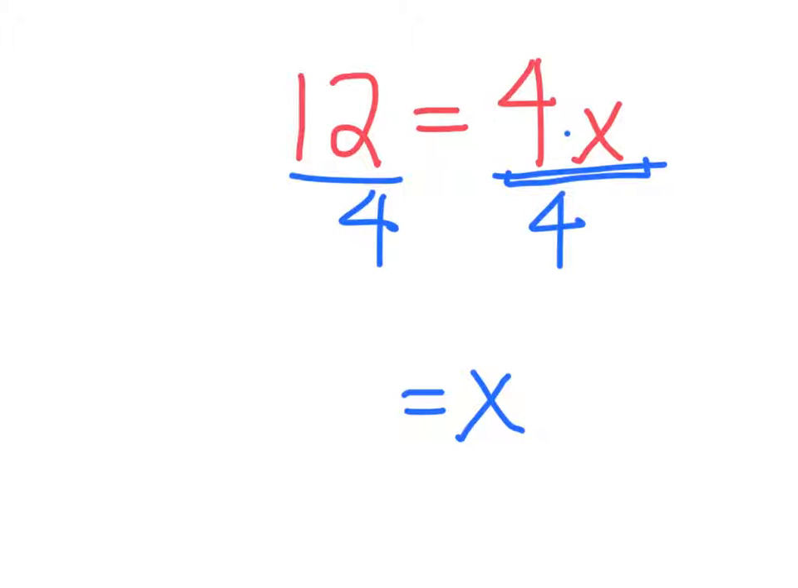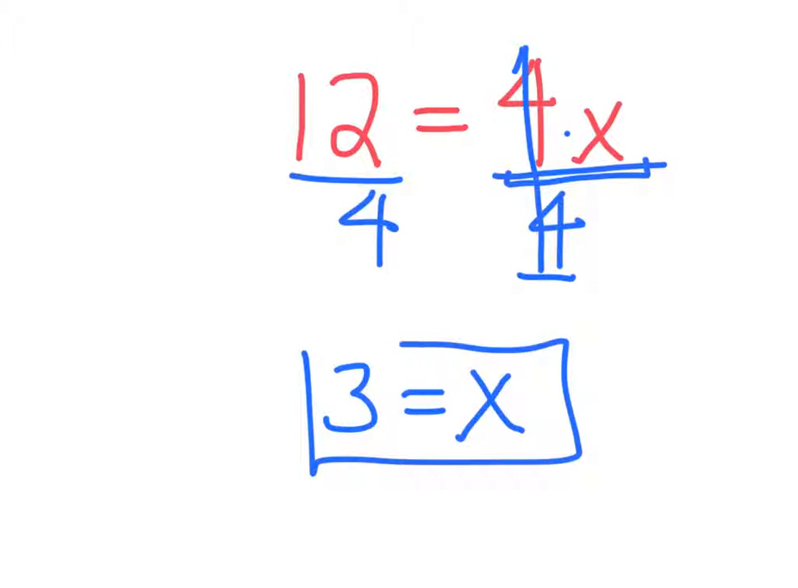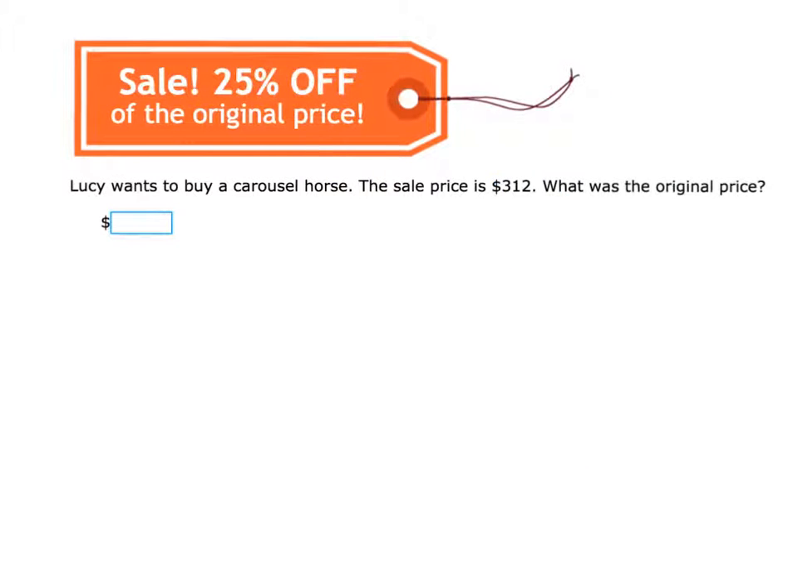4 divided by 4 is 1. 1 times x is x. 12 divided by 4, it's a division problem. 12 divided by 4 is just 3. So one-step equation solved by simply doing one step, which is division. And that's exactly the math we're going to be doing as we work on these last IXL problems working with percentages. In this case, we are being asked to find an original price given the sale price.